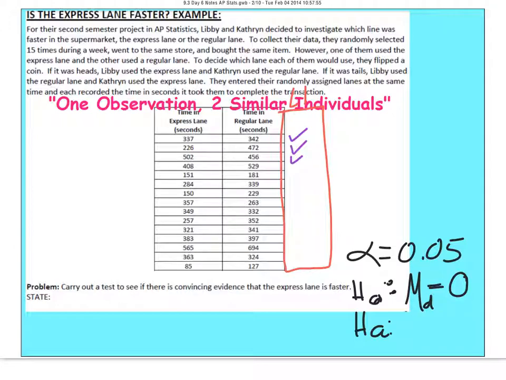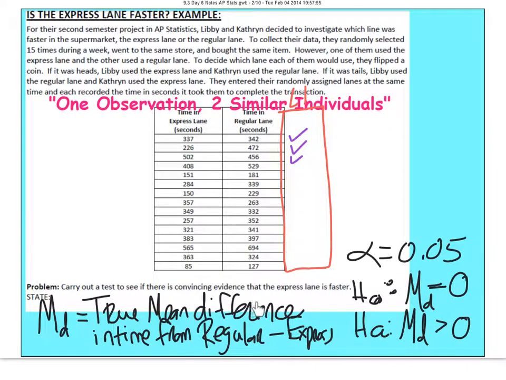However, what do I really think is the difference? Well, it depends how I'm going to calculate that. So let's define what mu sub D actually means. And as long as you define it and stick with the same definition, you'll be fine. I think that if I do the regular lane minus the express lane, that the mean difference is actually going to be greater. So mu of D, I think, is going to be greater than 0. Again, let's define that. So that's going to be, I'm going to say the true mean difference in time from regular minus express.